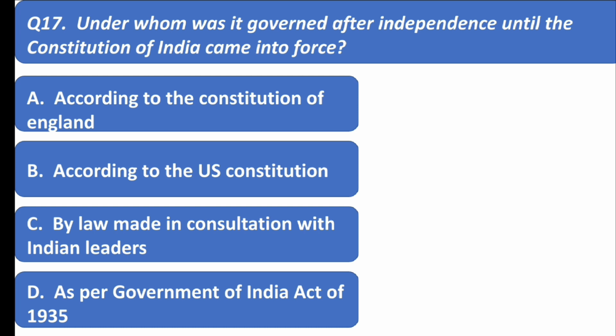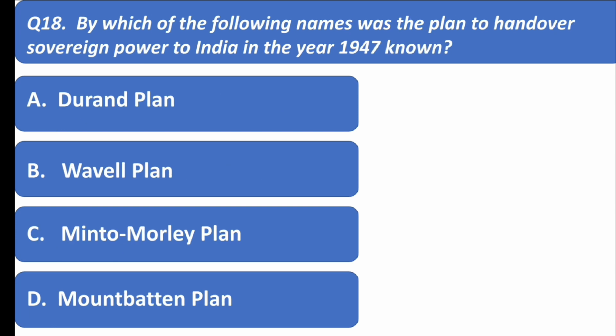Under whom was it governed after independence until the Constitution of India came into force? Answer is option D. As per Government of India Act of 1935. By which of the following names was the plan to hand over sovereign power to India in the year 1947 known? Answer is option D. Mountbatten Plan.